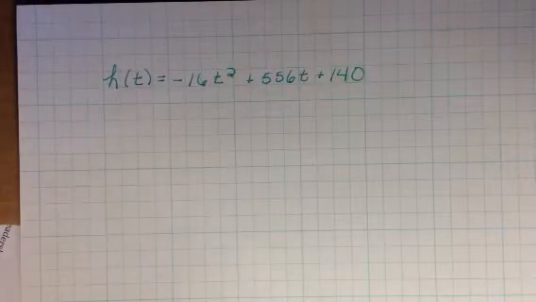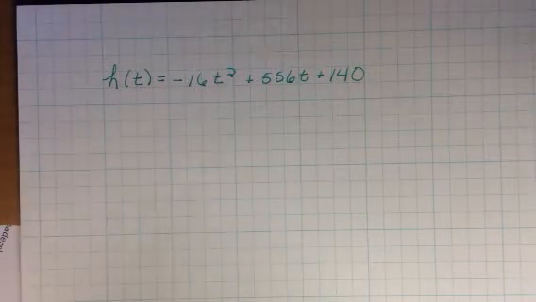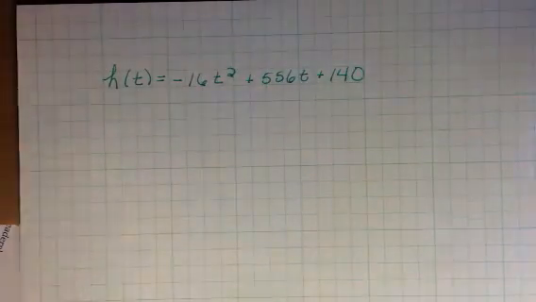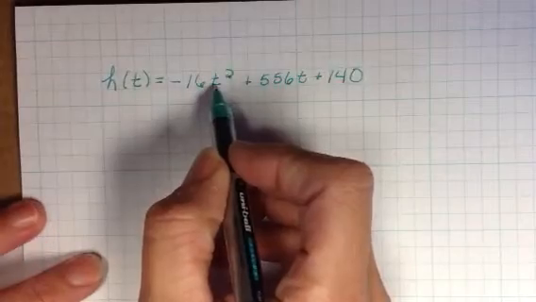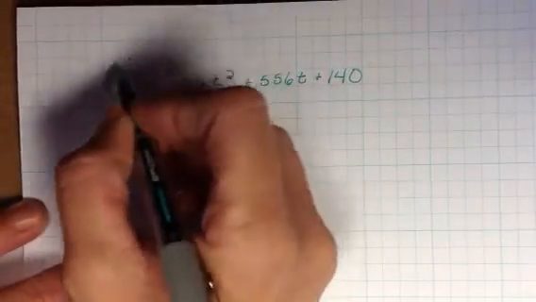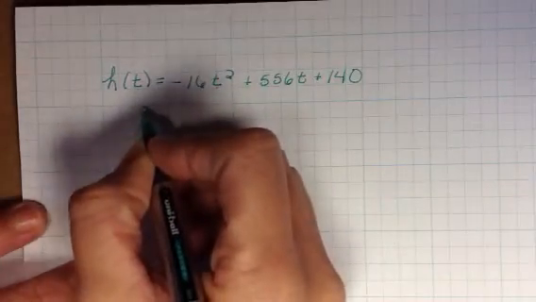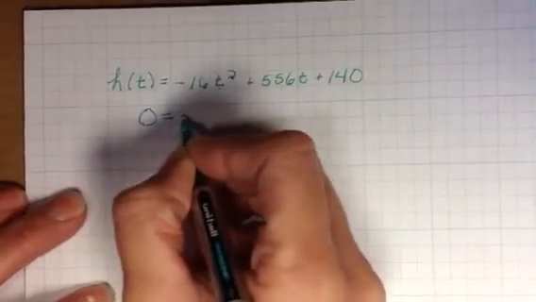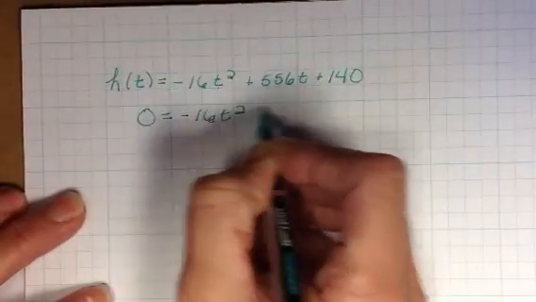In this problem, it asks us, when will the bullet hit the ground? So we want to find time t. The key is we want to find when the height, remember this represents the height of the bullet, is 0, because when it hits the ground, it's 0 distance off the ground. So we substitute 0 in for the height.